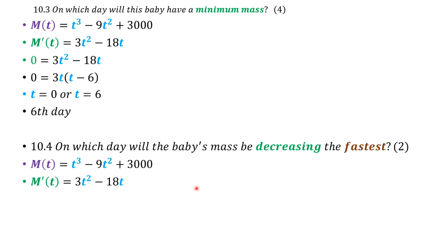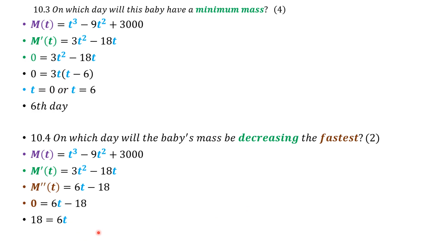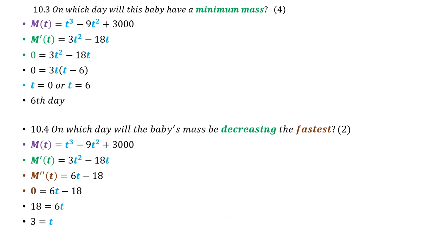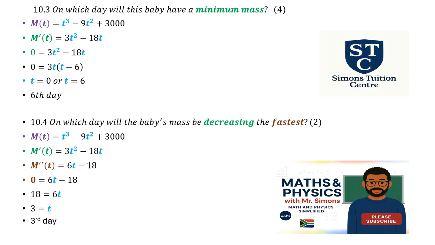For the fastest, I still have to find the second derivative. So 2 times 3 gives me 6t, and 1 times negative 18 gives me negative 18, and that will be equal to 0. So 6t minus 18 equals 0. If I take 18 over, 18 divided by 6, t equals 3. So 6t equals 18, t equals 3. So the baby's mass would be decreasing the fastest on the third day.